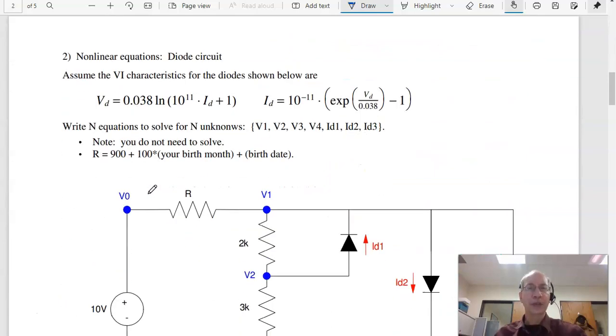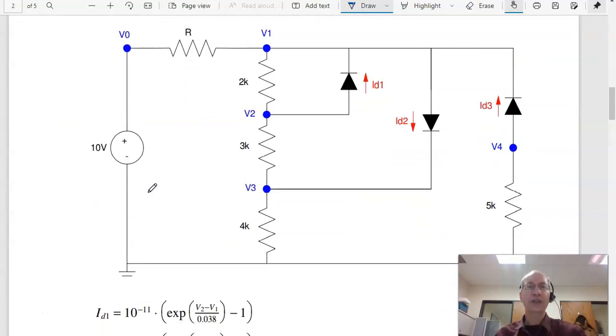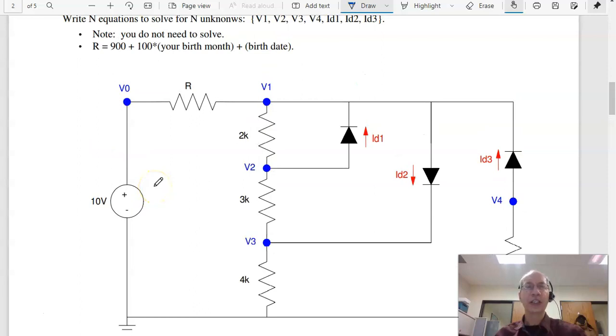Problem 2 is write the equations for the following circuit. They're nonlinear, hard to solve. If I did want to solve, I'd have to use fmin search. But here you don't have to solve. The trick is, first for the diodes, write the voltage anode to cathode.